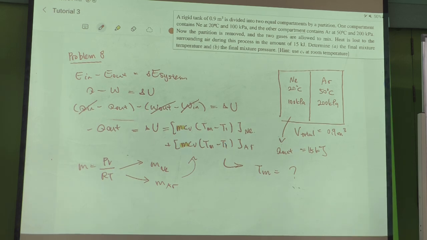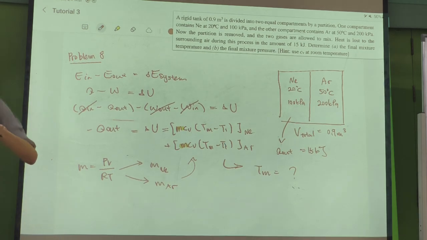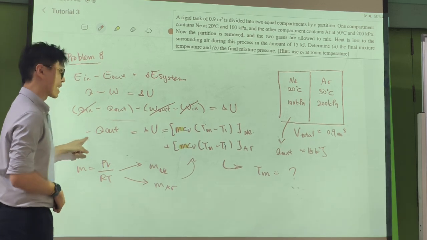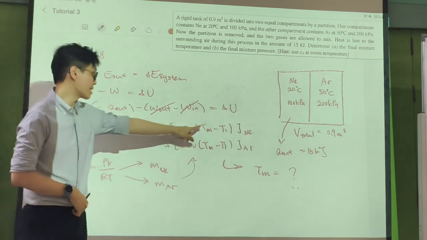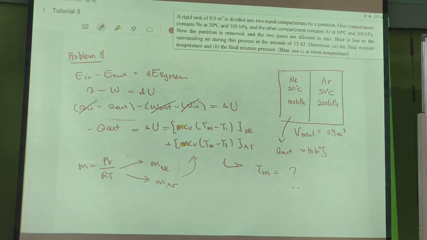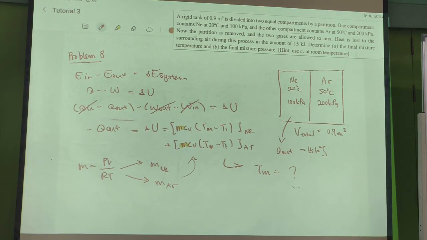So you sub this into this equation, you will get Cm. So for this question, one thing that is very important is the direction. This Q out must be a negative value, and this delta T must be final minus initial. Because if you accidentally swap one of them, the value will not be correct.